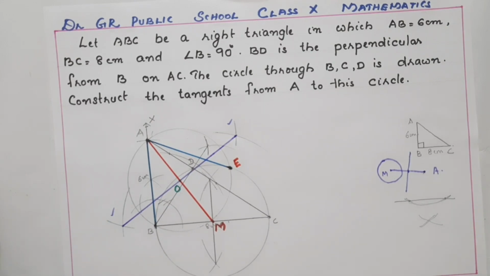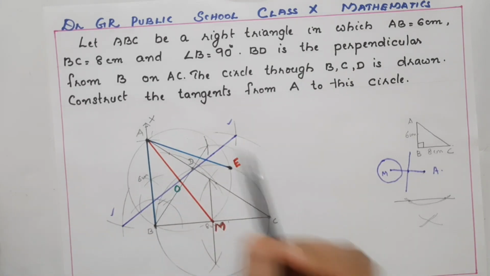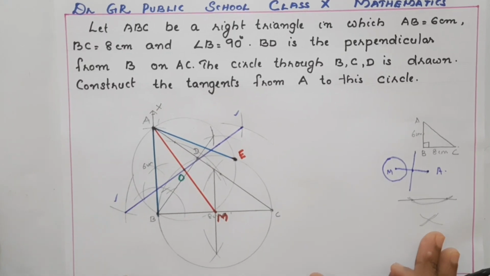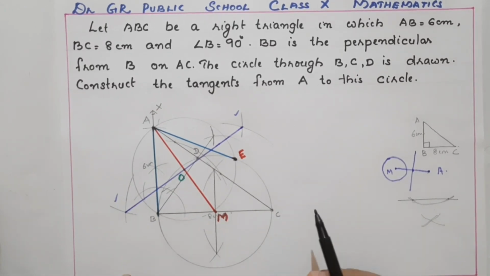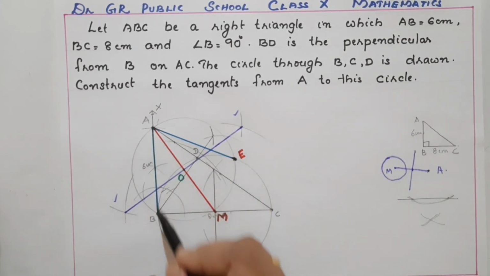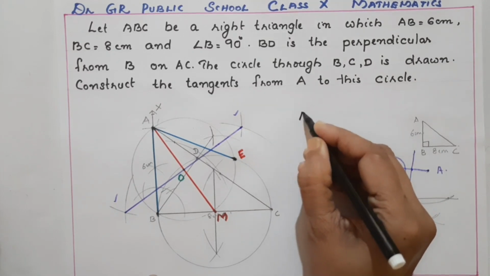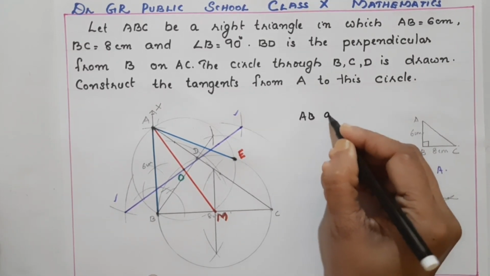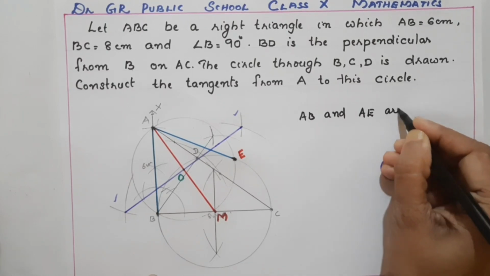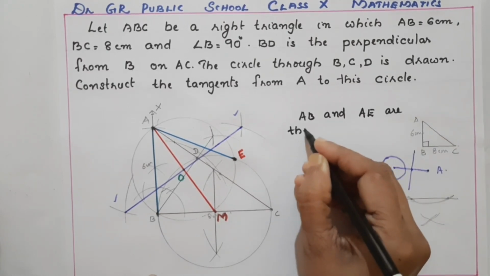Okay, children. So as I said, we are doing so many constructions in the same figure. So go through the video more and more times. Then only you will understand how the construction is going on. So what we have to write? AB and AE are the required tangents.